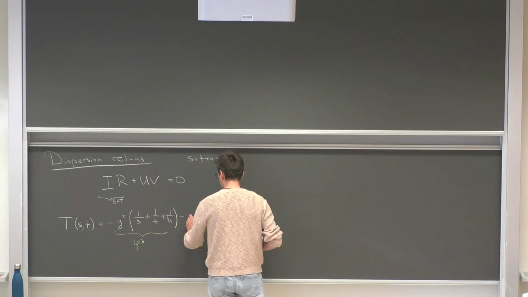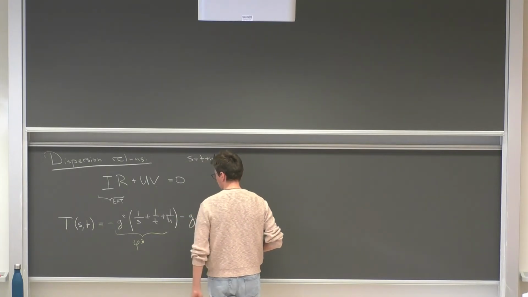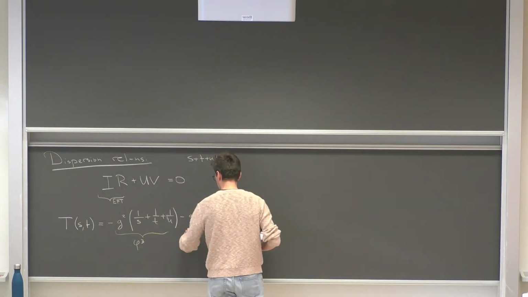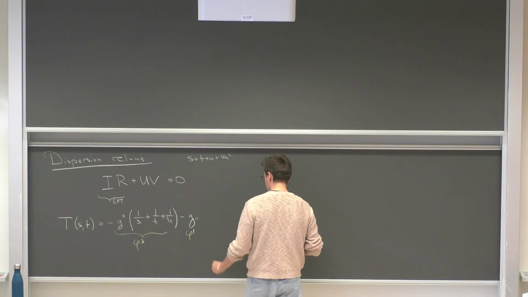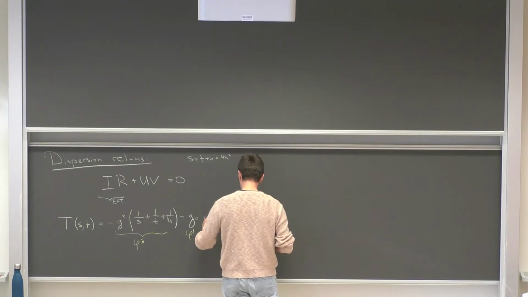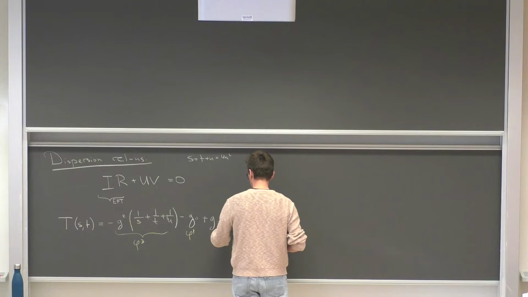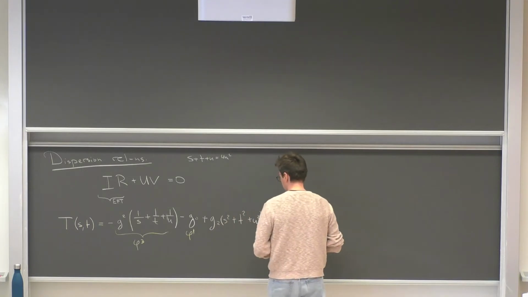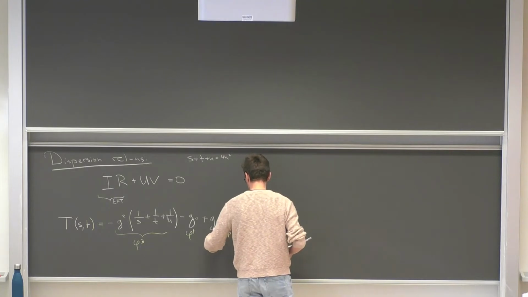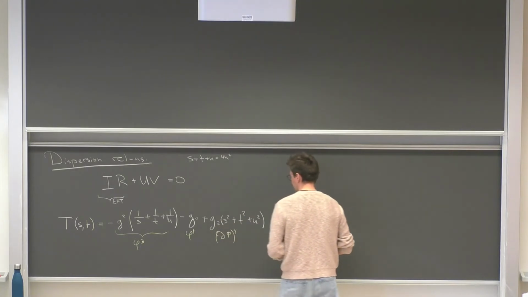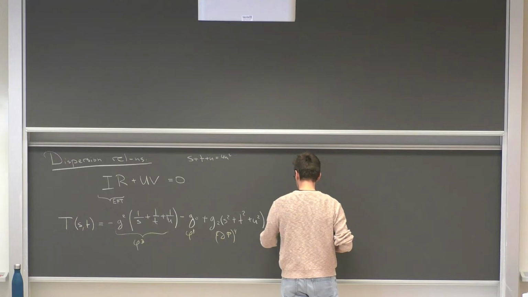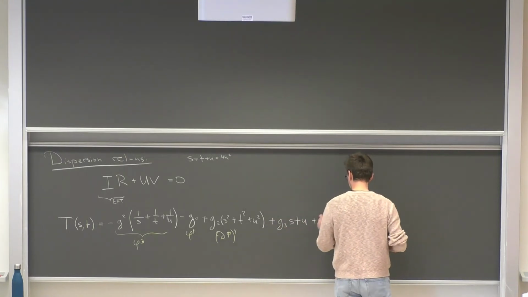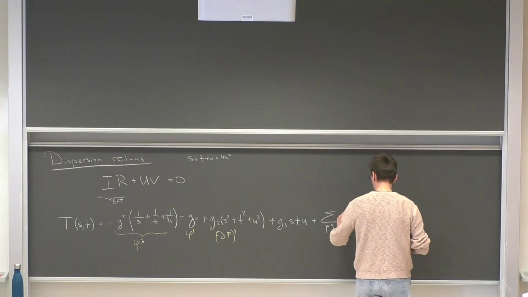Then we have some coupling g naught. This corresponds to phi to the fourth in the Lagrangian, etc. You can continue. So, for example, you can consider this coupling g2 times s squared plus t squared plus u squared. So this corresponds to g phi to the fourth with derivatives, etc. So let me just write it. Like this.